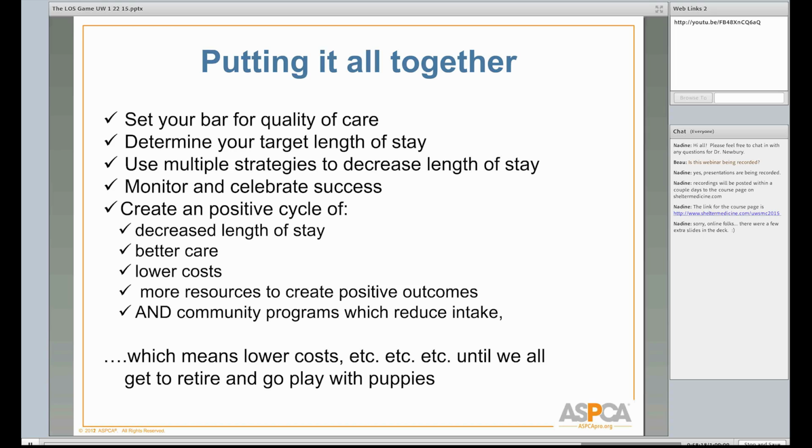Putting it all together. So what are we saying? We're talking about length of stay and capacity and this positive cycle that we want to get into and this vicious cycle that we want to really be careful to stay out of. We want shelters to set the bar high for the quality of care, determine what a target length of stay should be, and in most cases it's not going to be longer than 10 to 14 days as an ideal amount of time for animals to be in a shelter. Sometimes it's going to be even shorter than that. Use multiple strategies to decrease length of stay, not just one, but you should always be thinking, what can we do to decrease length of stay?